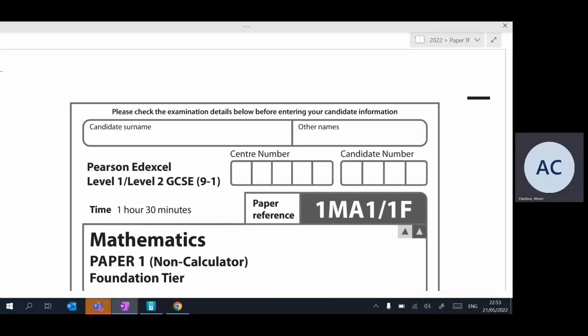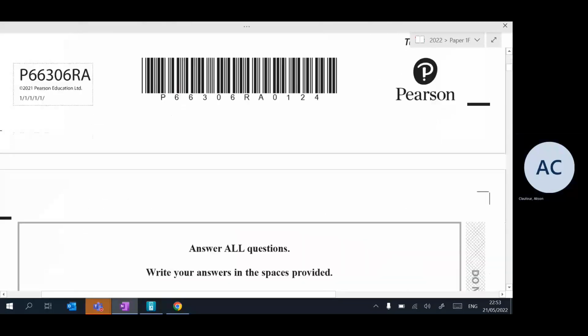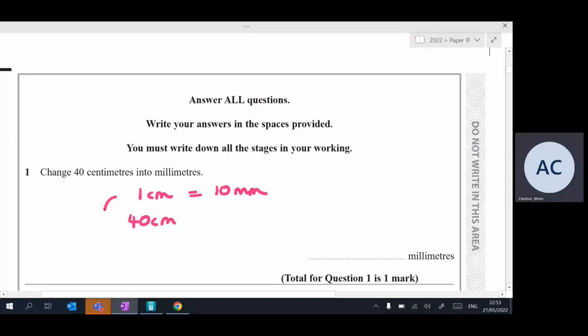Right, this is the 2022 paper 1 foundation paper. So change 40 centimetres to millimetres. 1 centimetre is 10 millimetres. So therefore, if I've got 40 centimetres, I multiply that by 40. So I've got 400 millimetres.